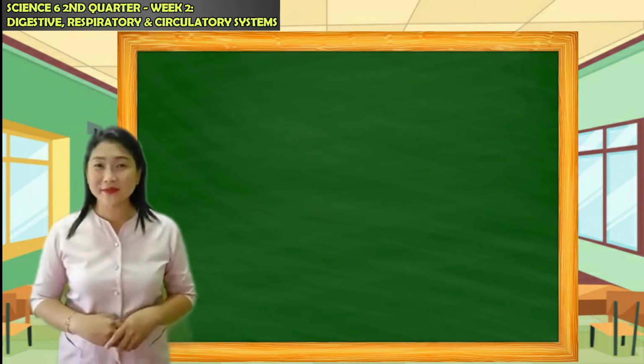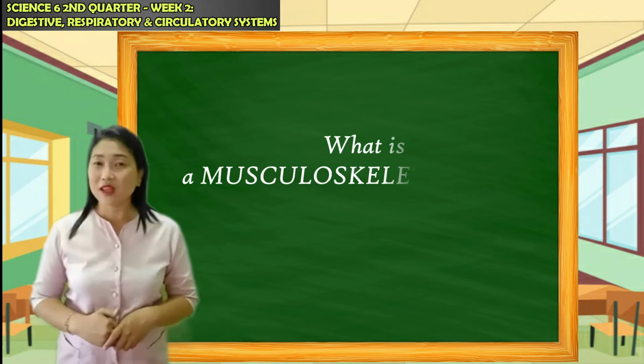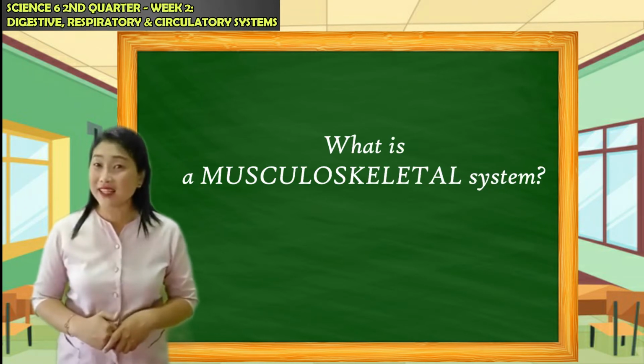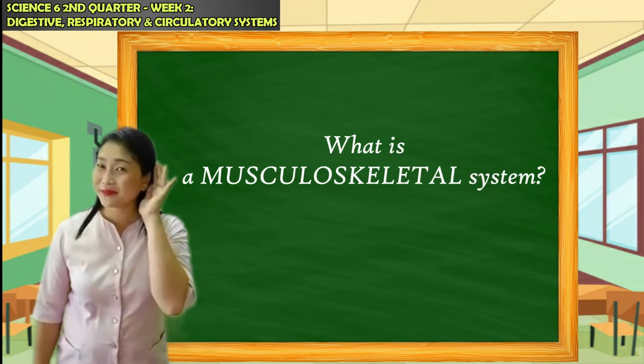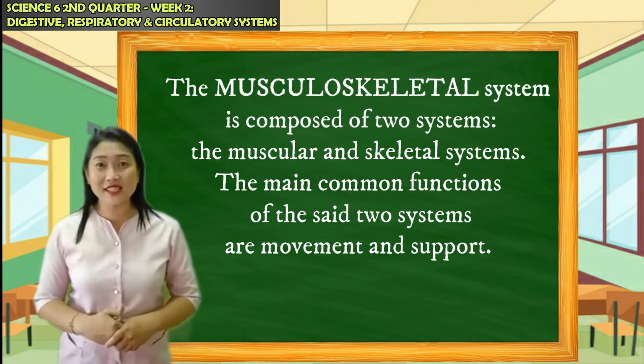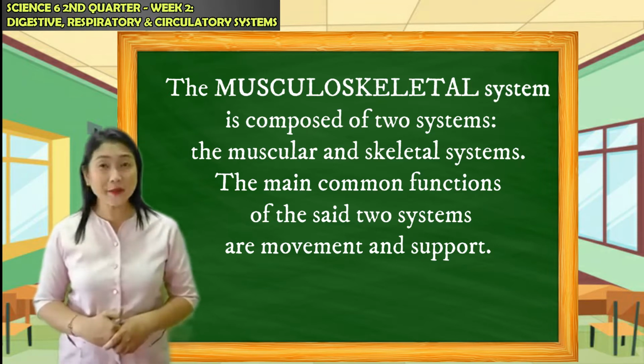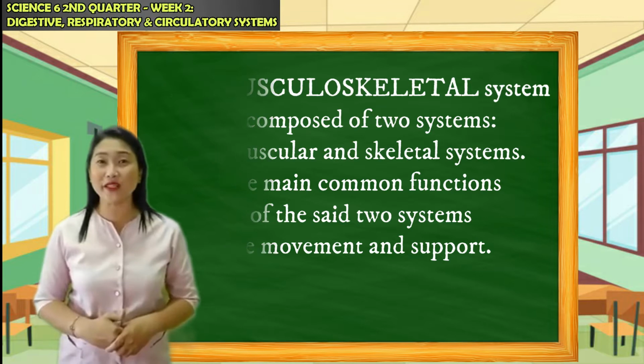Before we start, do you still remember your previous activities in Lesson 2 of Module 2, Week 1? What is a musculoskeletal system? Great! The musculoskeletal system is composed of two systems, the muscular and skeletal systems. The main common functions of the said two systems are movement and support.